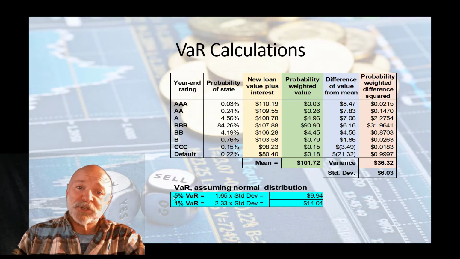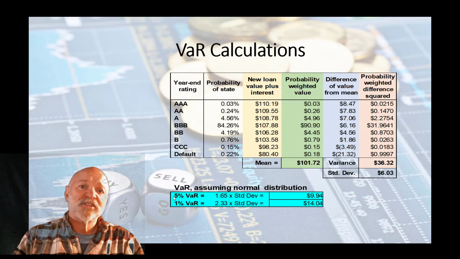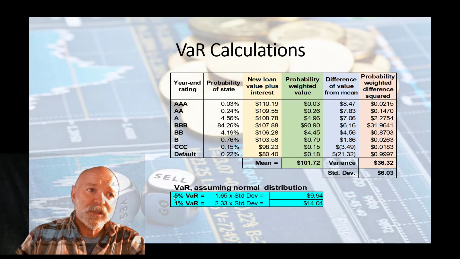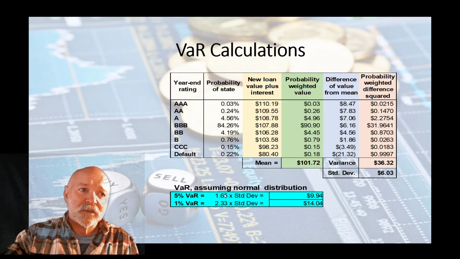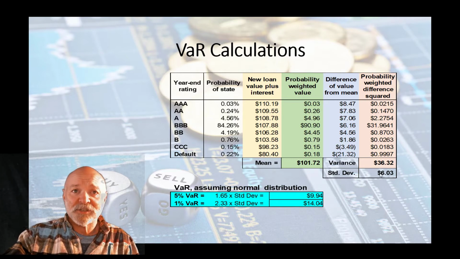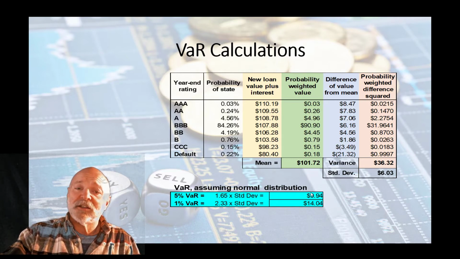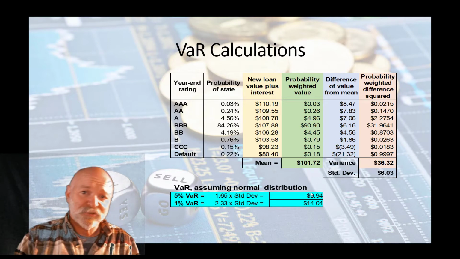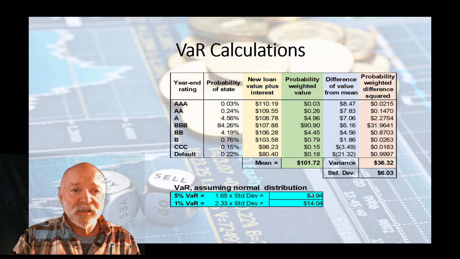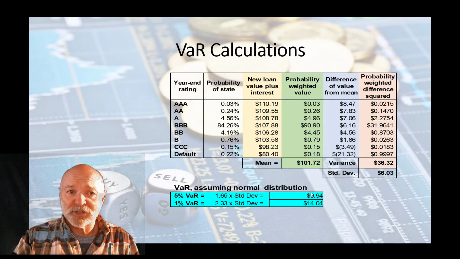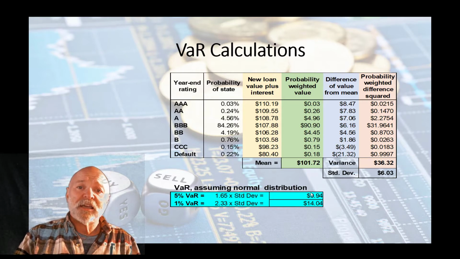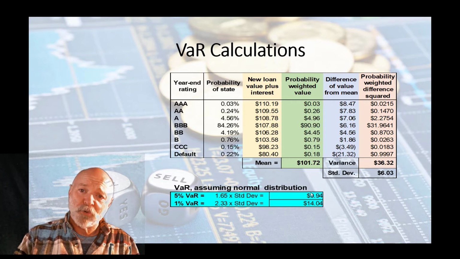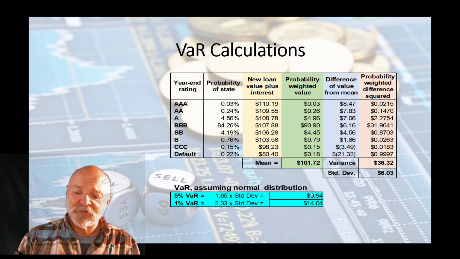If we have a 5% value at risk, in other words, what does the worst 5% of all of our days look like? That would be 1.65 standard deviations away from the mean. And so 1.65 times 6.03% means that in our worst 5% of days, the worst 1 day out of 20, the value of our investment could fall by almost $10, $9.94. And in our worst 1%, the worst 1 in 100 days of the year, it could fall by 14.04. That's 2.33 standard deviations away from the mean.